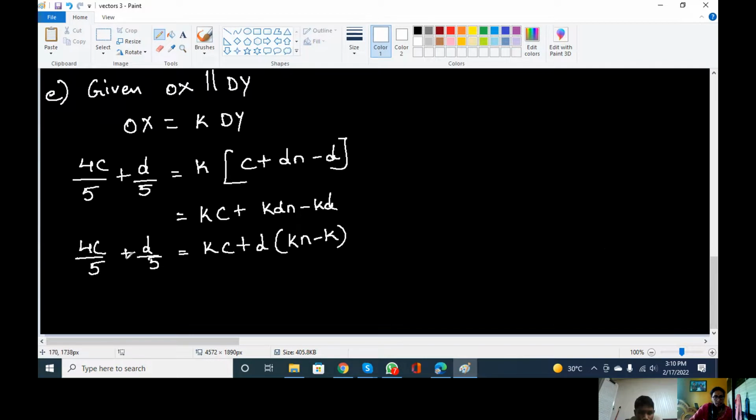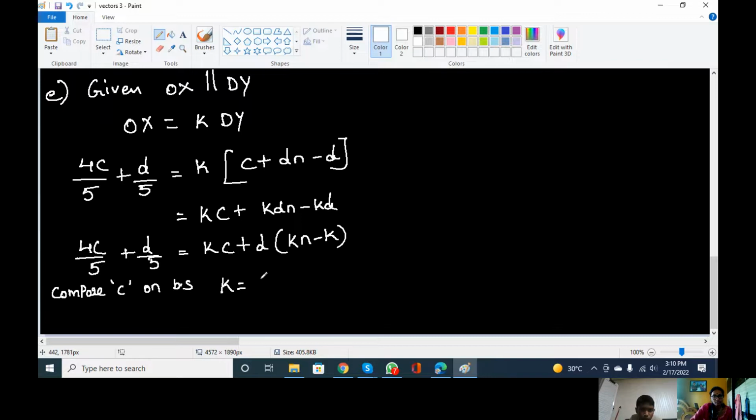If we compare this d, we are having two variables k and n, which is very difficult for us to draw out the variable values. So let's take a linear variable here. If you compare the c, you have only k as a variable. So comparing c on both sides, you will get k is equal to 4 over 5.